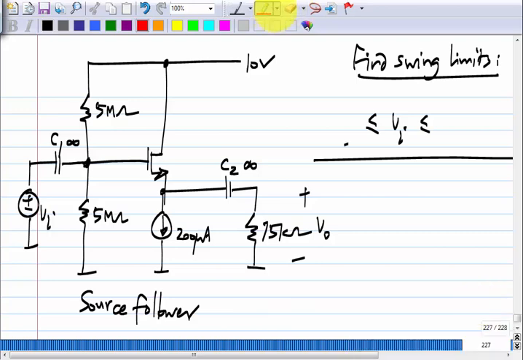First of all, do not throw in formulas like incremental output as GMRL times Vi and so on, right. That is only for a common source amplifier. For every circuit, you will have to calculate what every quantity is, okay.